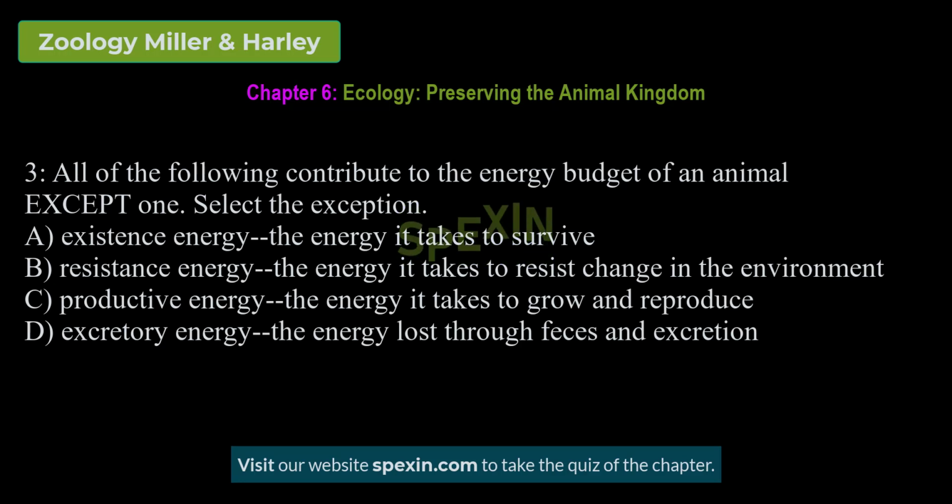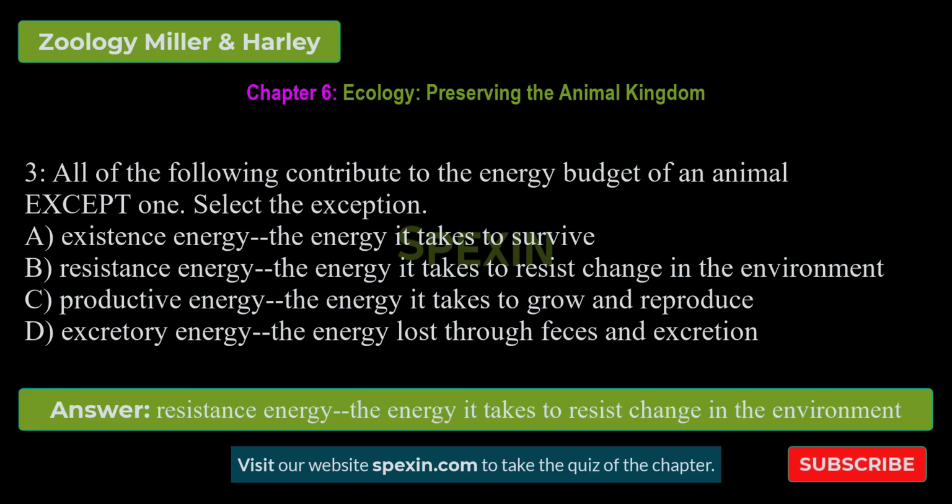All of the following contribute to the energy budget of an animal except one. Select the exception. Existence energy: the energy it takes to survive. Resistance energy: the energy it takes to resist change in the environment. Productive energy: the energy it takes to grow and reproduce. Excretory energy: the energy lost through feces and excretion. Correct answer: resistance energy: the energy it takes to resist change in the environment.